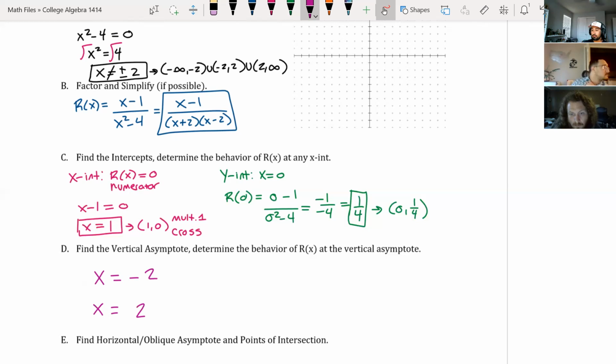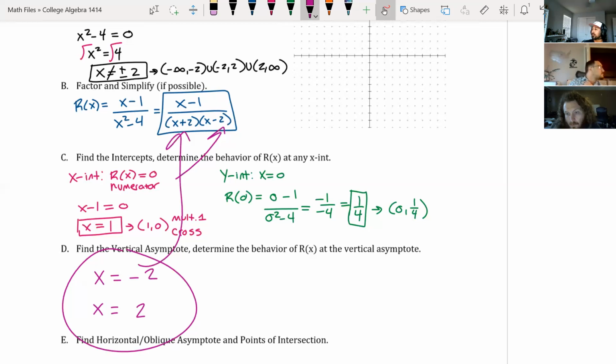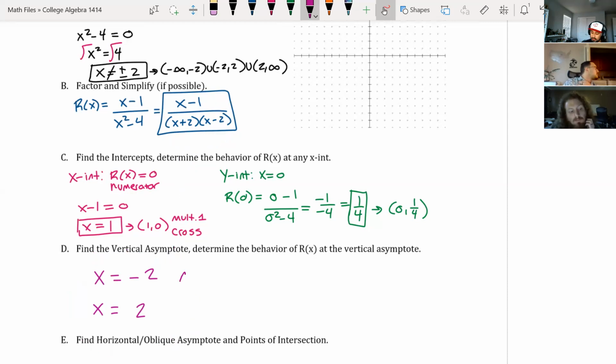1. Good. Because again, if you look at the factored form, 2 and -2 only show up once. So this would have a multiplicity of 1, and this would have a multiplicity of 1. Okay. So the behavior of our function at each vertical asymptote.